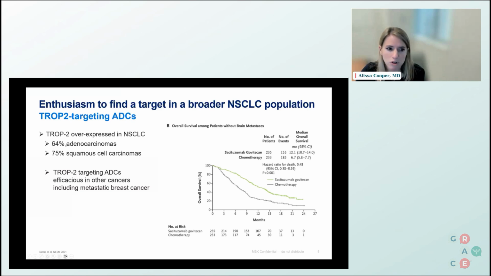So almost 2/3 of adenocarcinomas and almost 3/4 of squamous cell carcinomas, which is really exciting. And there had been a precedent for using ADCs targeting TROP2 in other cancers. For example, in metastatic breast cancer, which is what this graph is showing you on the right here, the drug sacituzumab govitecan, which targets TROP2, was compared to physicians' choice of chemotherapy in metastatic breast cancer and performed really well. And now it's a really standard treatment for patients with metastatic breast cancer. So we thought, let's try to apply that to lung cancer and see what happens.